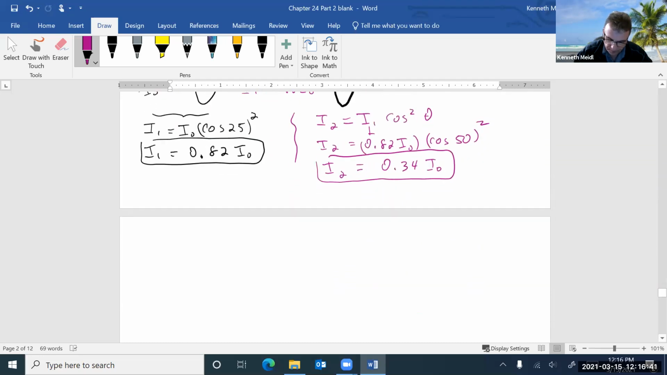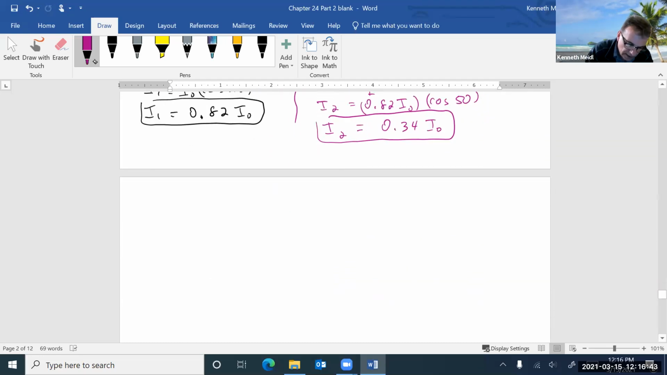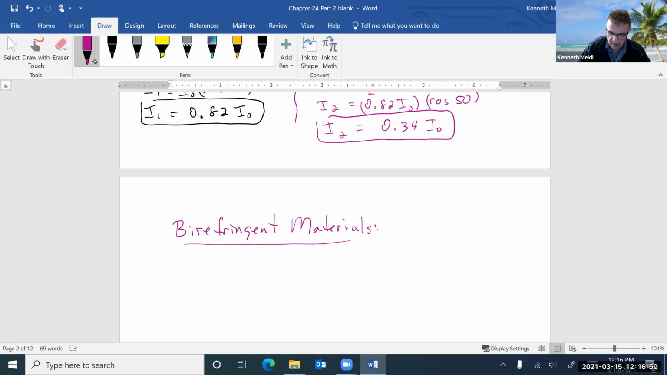And so one place that happens is in birefringent materials. Birefringent is a material that has two refractive indices. And so these have two indices of refraction. Well, how the heck does that work?